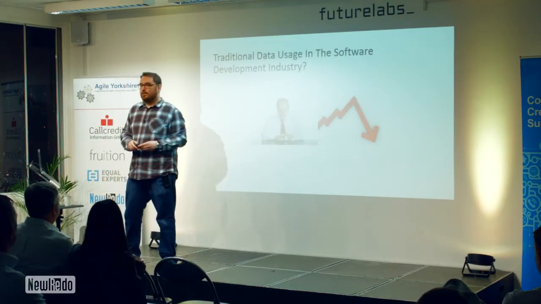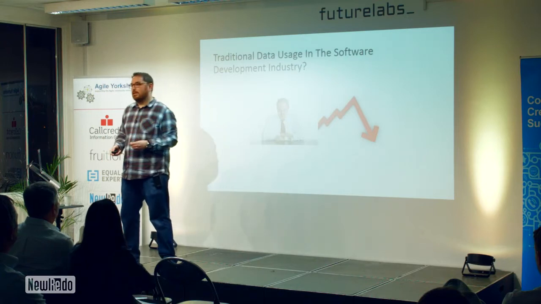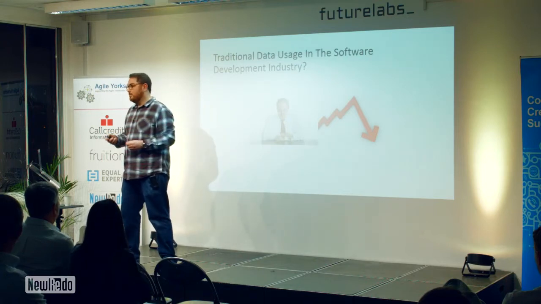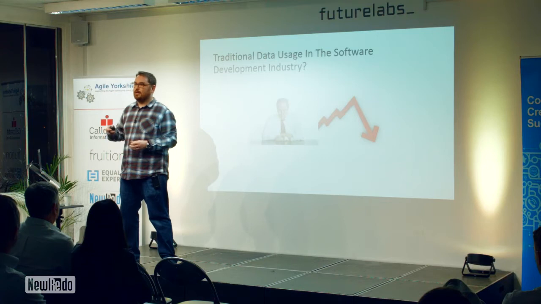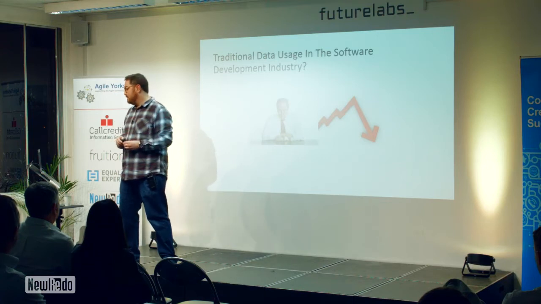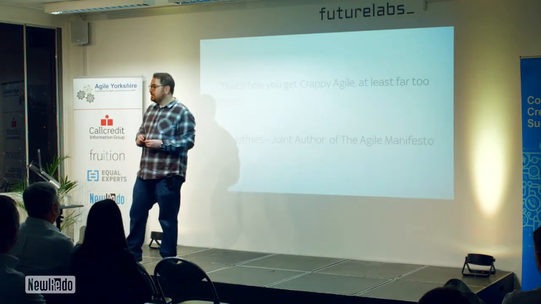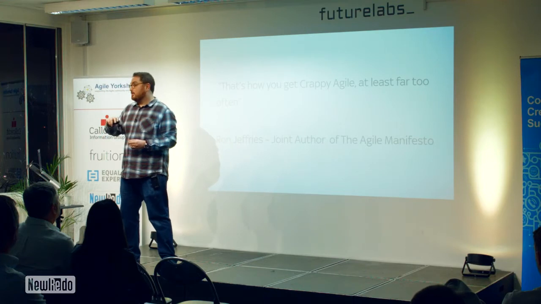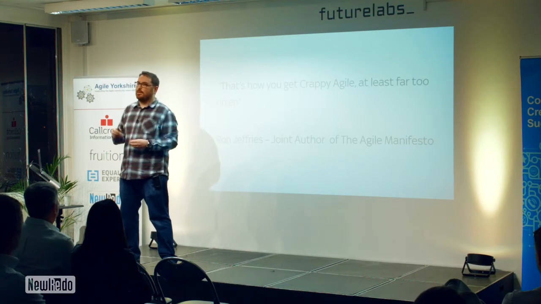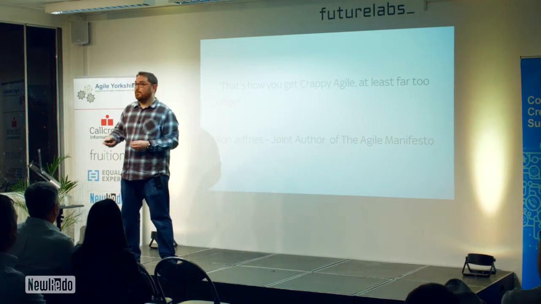In our industry, we've got a bit of a sordid history with data. It's often been used in a negative way, perhaps carrot and stick type management, perhaps more stick than carrot. Ron Jeffries, one of the joint authors of the Agile Manifesto, said that the results you tend to get when you use metrics drive behaviour in such a negative way that perhaps we just shouldn't bother.